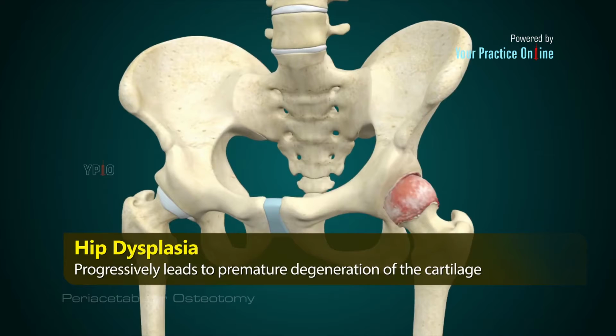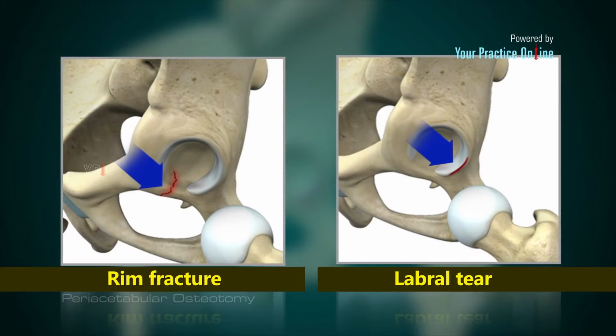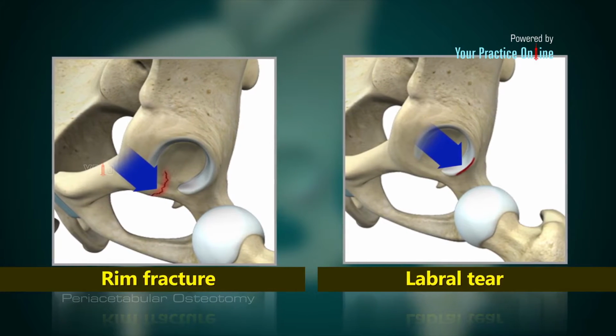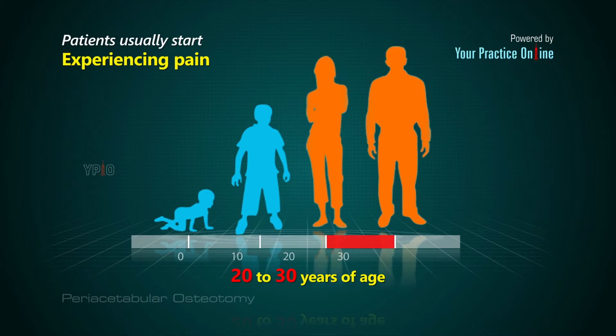Hip dysplasia progressively leads to premature degeneration of the cartilage of the hip joint and may cause a rim fracture or labral tear. Patients usually start experiencing pain in the groin region at 20 to 30 years of age.